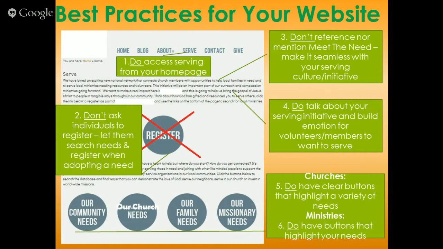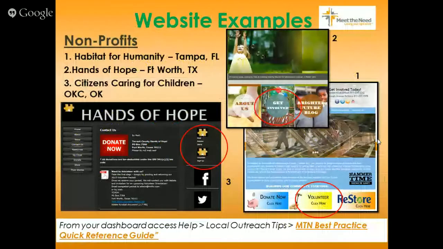You're going to be showing just your needs on your website, so you would have buttons like our volunteer needs, our item needs, or just our needs in general. But we'll see some examples of those here in just a moment. Speaking of website examples, we're going to dive right in.